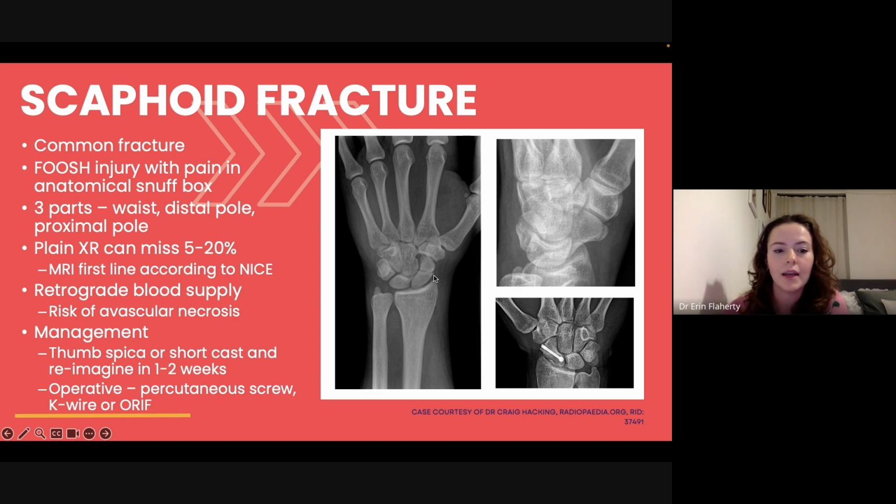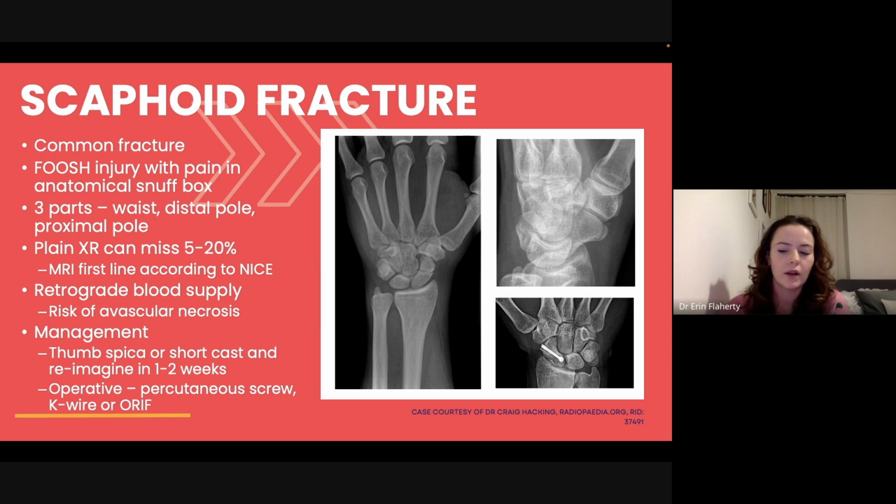So if you have any injury to the scaphoid, you're really risking disruption to that blood supply and therefore avascular necrosis of that bone. So avascular necrosis means you don't have any blood supply and therefore it dies itself. So these are really important not to miss.